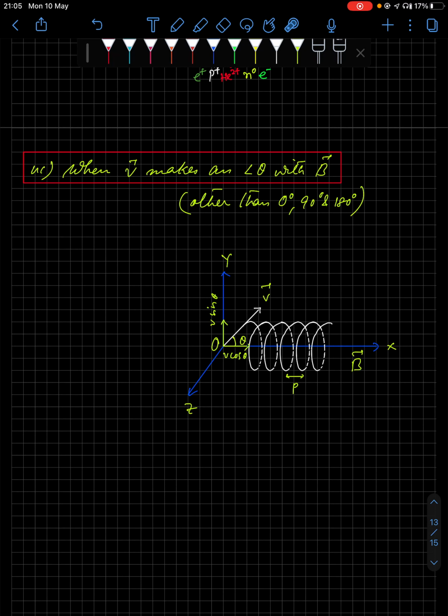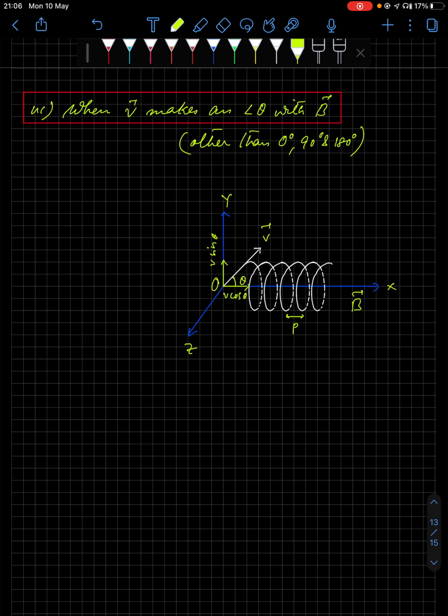Now, in this particular figure, who is providing the centripetal force? Of course, the magnetic force. Which component of the velocity vector is driving the charged particle to move in a circular path? That is v sin theta. The centripetal force in this case, mv square by r, becomes m (v sin theta) square by r.